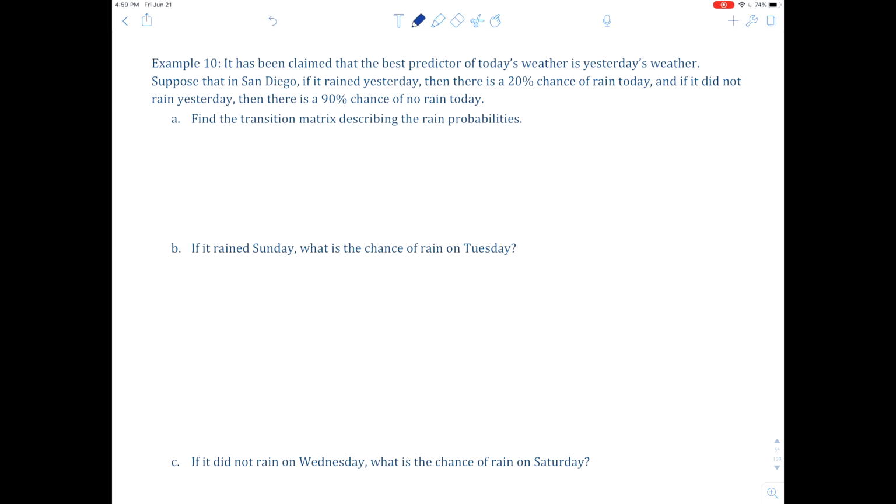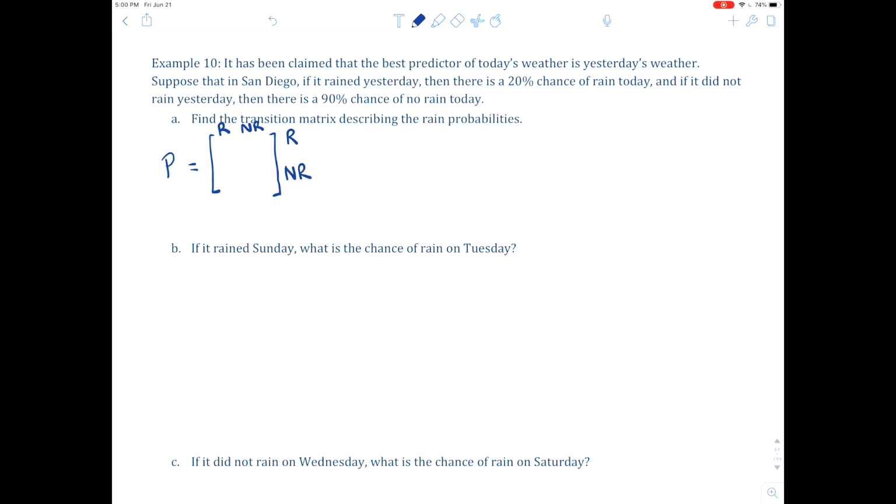This example states, it has been claimed that the best predictor of today's weather is yesterday's weather. Suppose that in San Diego, if it rained yesterday, then there is a 20% chance of rain today. And if it did not rain yesterday, then there's a 90% chance of no rain today. So we want to find the transition matrix describing the rain probabilities. Cool? All right. So P equals, so we have rain, we have no rain. Rain, no rain. Cool?